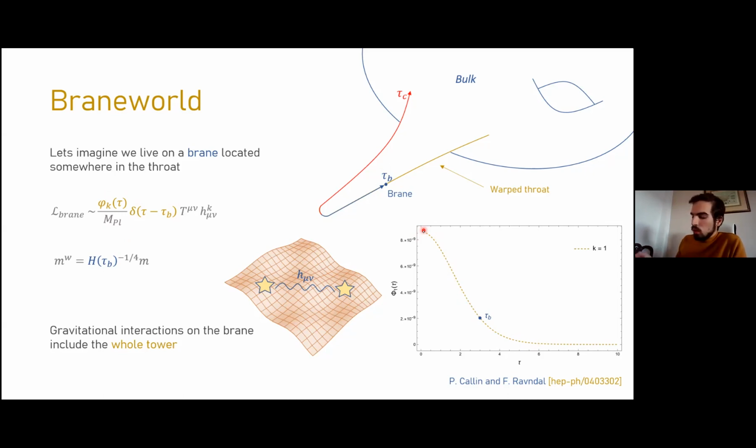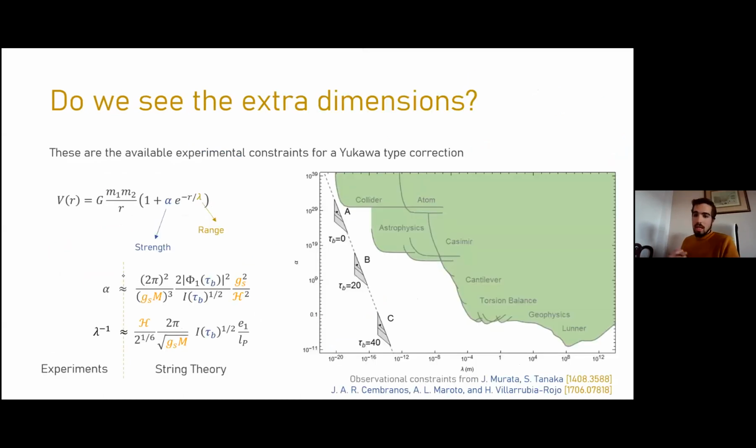You will also have, as we mentioned before, a suppression of the energy scales on your brane theory, which will be dictated by the strength of the warping. So the important question is, can you actually see the extra dimensions in practice? Well, this plot summarizes the experimental and observational constraints for Yukawa type corrections to the Newtonian gravitational potential.